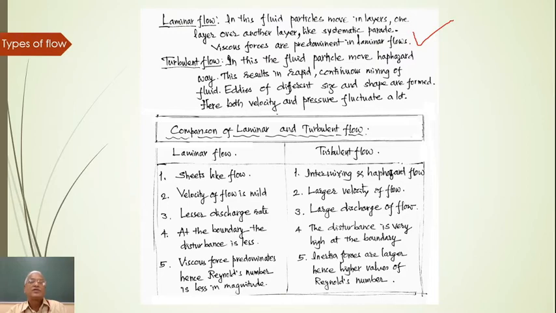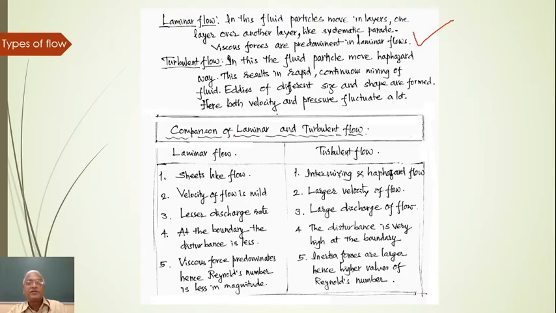Turbulent flow: in this the fluid particles move haphazardly. This results in a rapid continuous mixing of fluids. Eddies of different sizes and shapes are formed. Here both velocity and pressure fluctuate a lot. Okay, that's why this is called turbulent flow. Nothing is fixed as such. Layer-wise uniform motion will not be there. There will be intermixing of the particles.